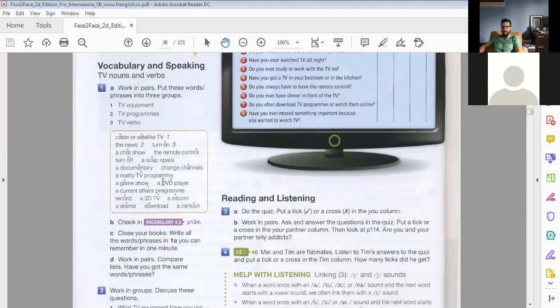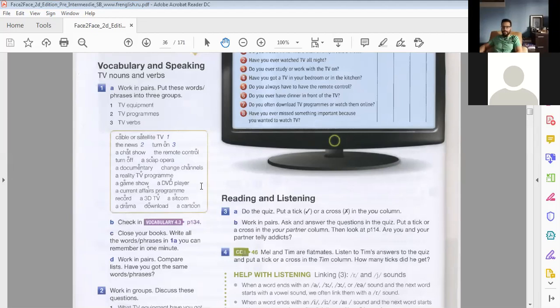TV program. A DVD player? Equipment, TV equipment. A current affairs program? Program, TV programs. Okay. Record? Verb, TV verb. A 3D TV? TV. Equipment. A sitcom? I don't know what's the meaning. Sitcom, but I think equipment.